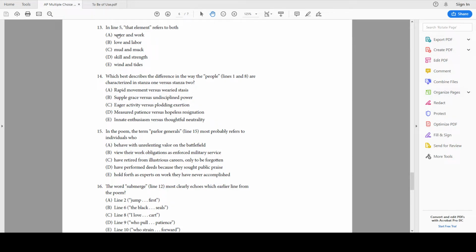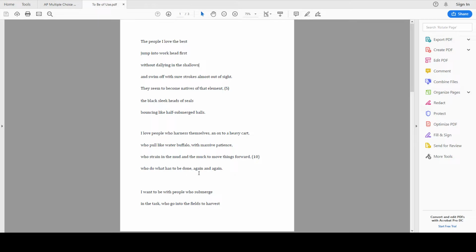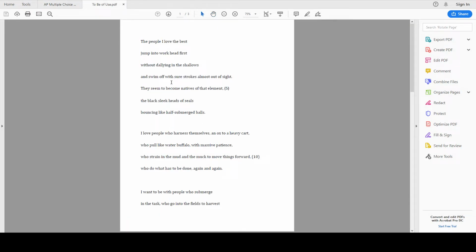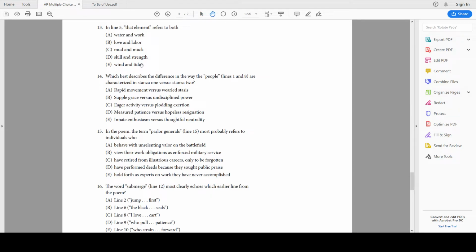It refers to both water and work. Boy, that's a pretty convenient answer. But let's read the other options just in case. Love and labor, never mentioned. Mud and muck, that's essentially like you just didn't realize that mud and muck was in paragraph 2. Answer D, skill and strength. Again, like you didn't read the poem, or maybe you thought this was coming from paragraph 2. And wind and tides. Don't know where you would have gotten wind. The answer's a pretty clear A.